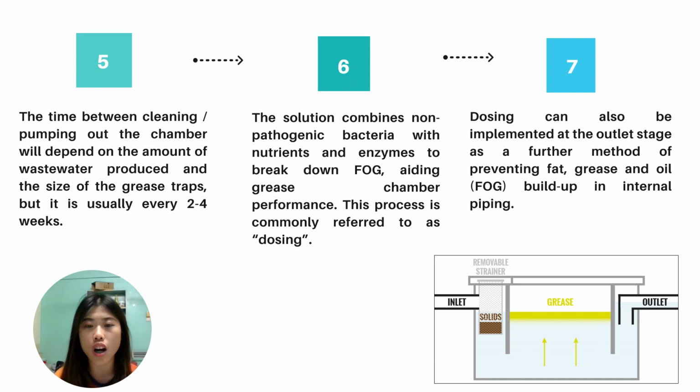A solution that combines non-pathogenic bacteria with nutrients and enzymes to break down fat, oil and grease, which is called FOG, can enhance grease chamber performance. This process is commonly referred to as dosing. The dosing can also be implemented at the outlet stage as a further method of preventing FOG building up in the internal piping.